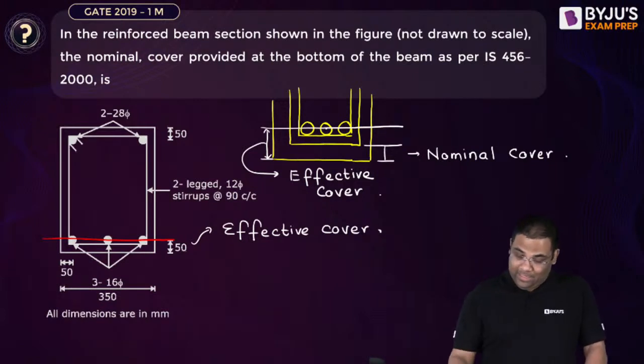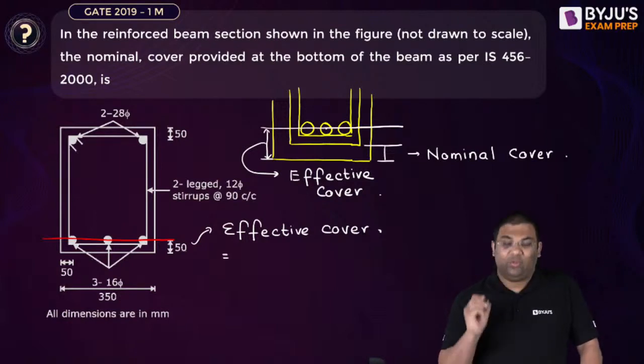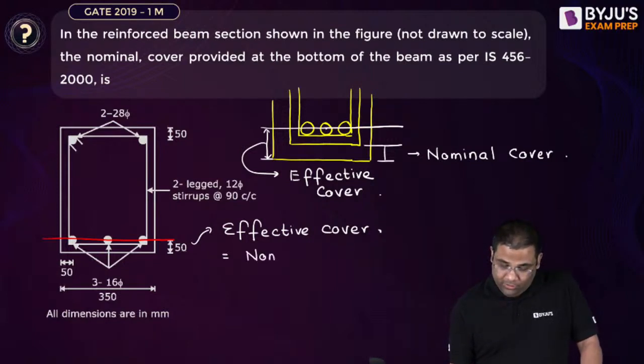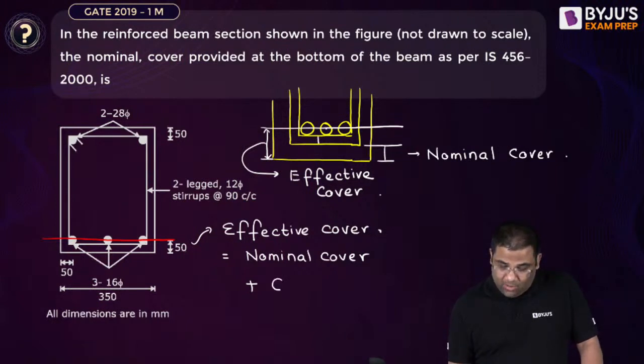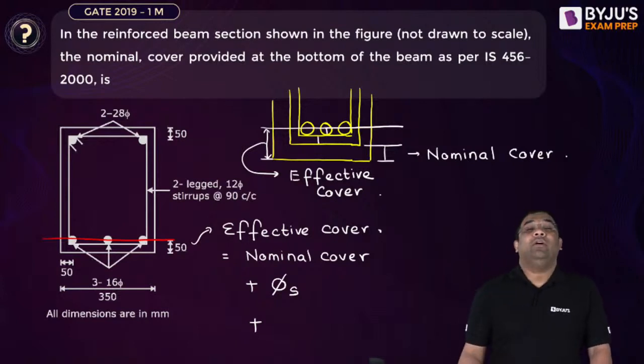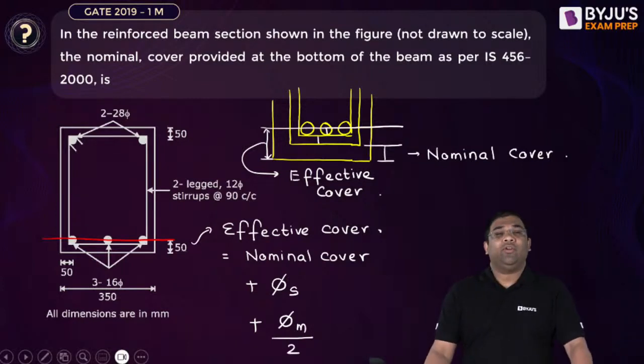Now you see, can I say from this diagram that this effective cover is actually equal to the nominal cover, plus, you see, this is the dia of the stirrup, plus this is half of the dia of the longitudinal steel or main steel. So from here, can you find out the nominal cover?